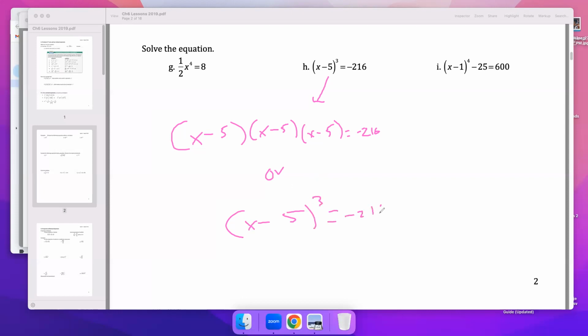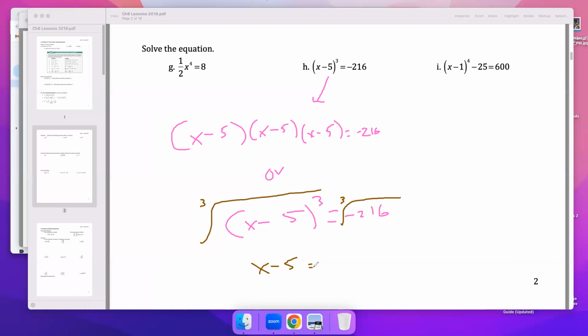What should I do to both sides right now? Cube root, yes. Thank you, Matthew. Cube root. So x minus 5. Now, if you can't do this in your head, that's okay. I'd probably let you use a calculator for this, but it comes out as a clean number, by the way.